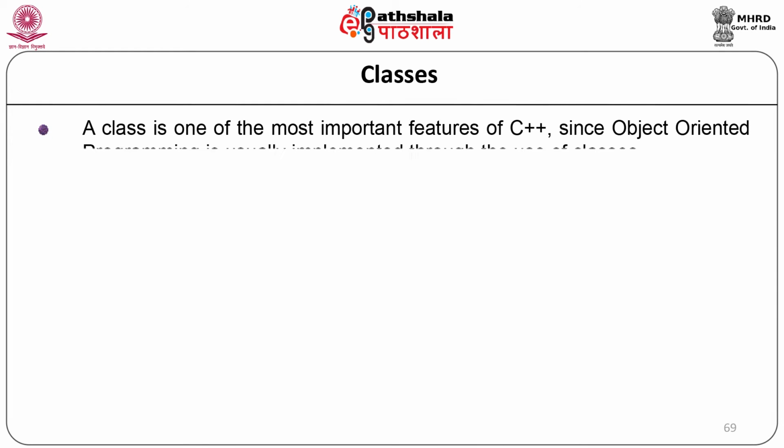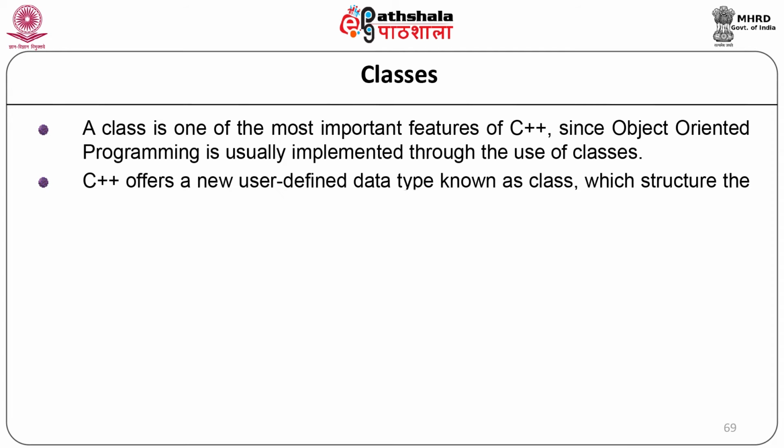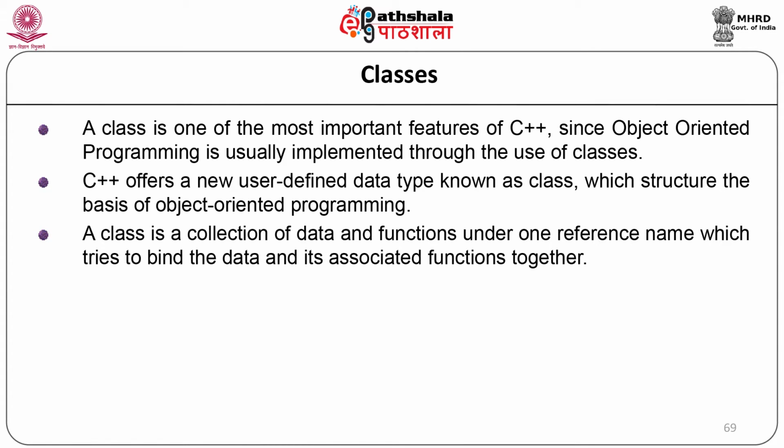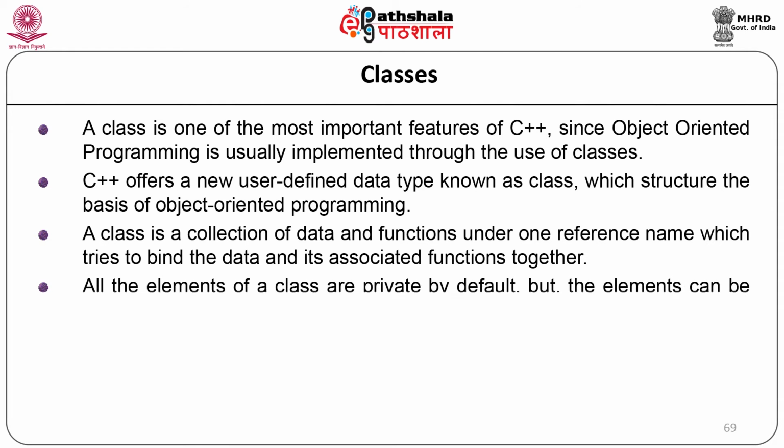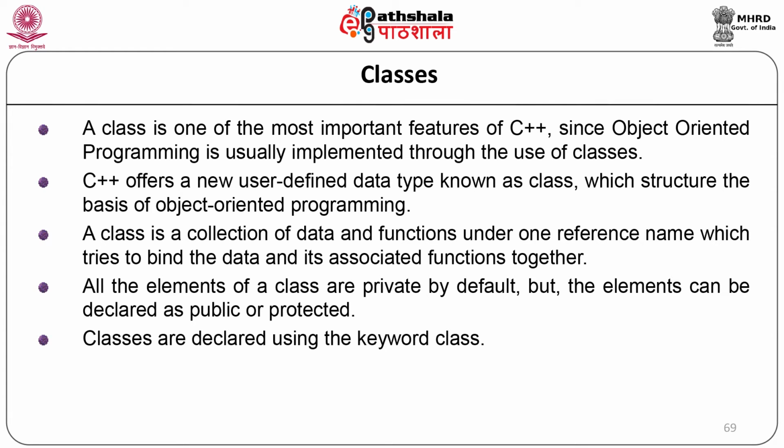Classes. A class is one of the most important features of C++. Since object-oriented programming is usually implemented through the use of classes, C++ offers a new user-defined data type known as class, which forms the basis of object-oriented programming. A class is a collection of data and functions under one reference name which tries to bind the data and its associated functions together. All the elements of a class are private by default, but the elements can be declared as public or protected. Classes are declared using the keyword class.